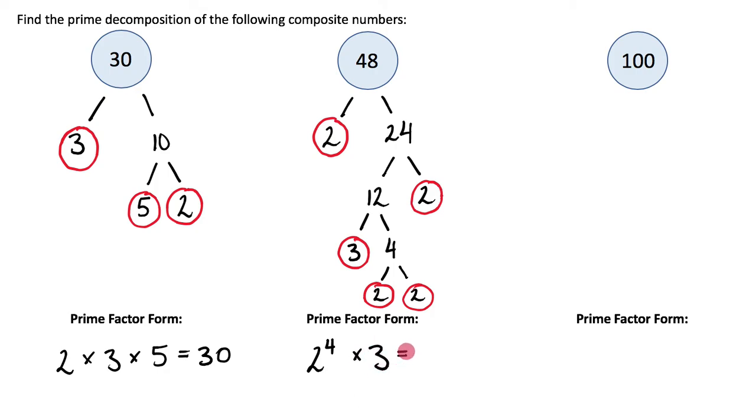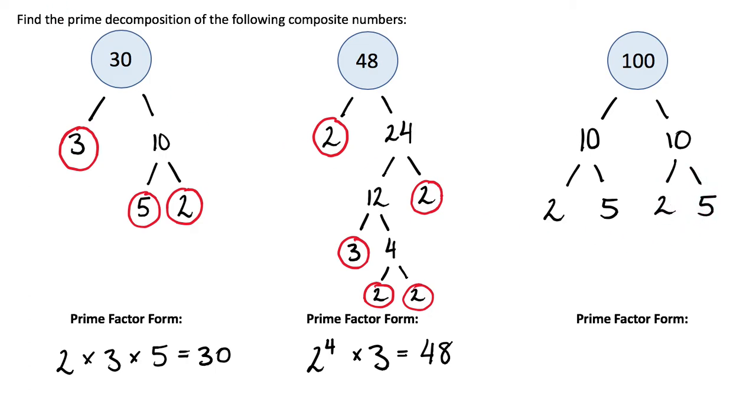And again, I can double check that this equals 48. 2 times 2 is 4. Times 2 is 8. Times 2 is 16. And 16 times 3 is 48. So that works. Let's now go into 100. So 100 can be broken down into 10 and 10. 10 times 10 is 100. This can be broken down into 2 and 5, because 2 times 5 is 10, and so too over here.